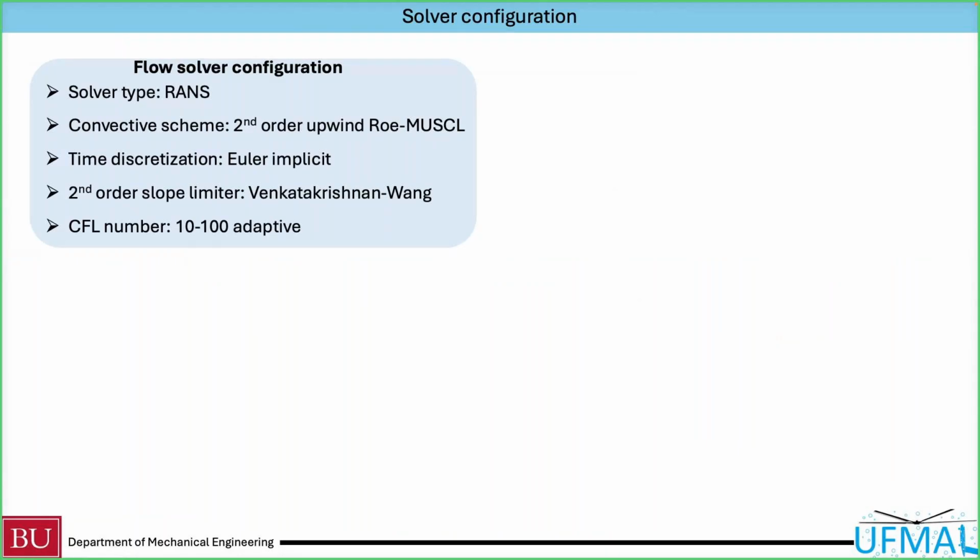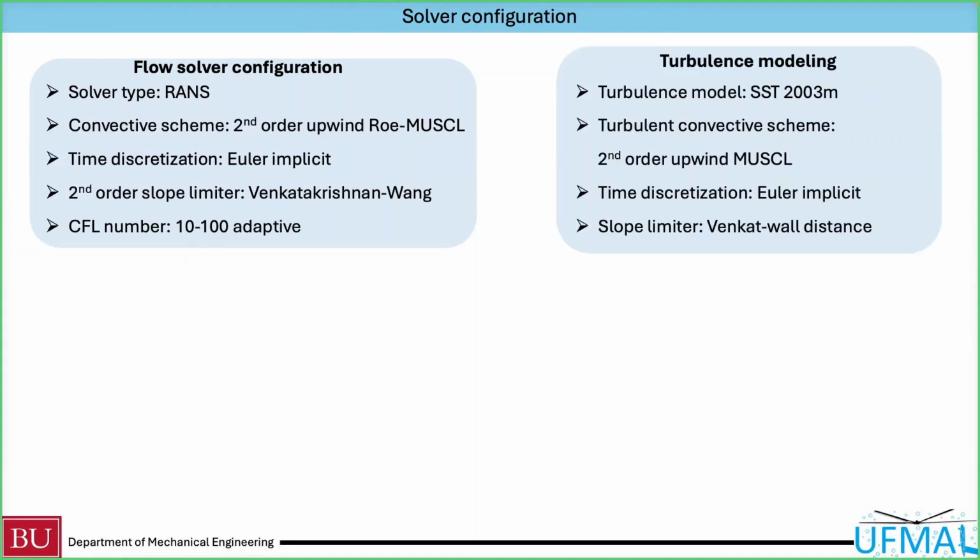The RANS equation solver is used in SU2, and the second-order upwind reconstructed ROE scheme is used for the space, and the Euler implicit method is used for time integration. The Venkat 1 limiter is used for the flow solver. The SST turbulence model is used, and the second-order upwind scheme is also used for the turbulence convection, with the Euler implicit method. The wall distance limiter was employed, and this was found to be the only one that works in my case without blowing up the simulation.